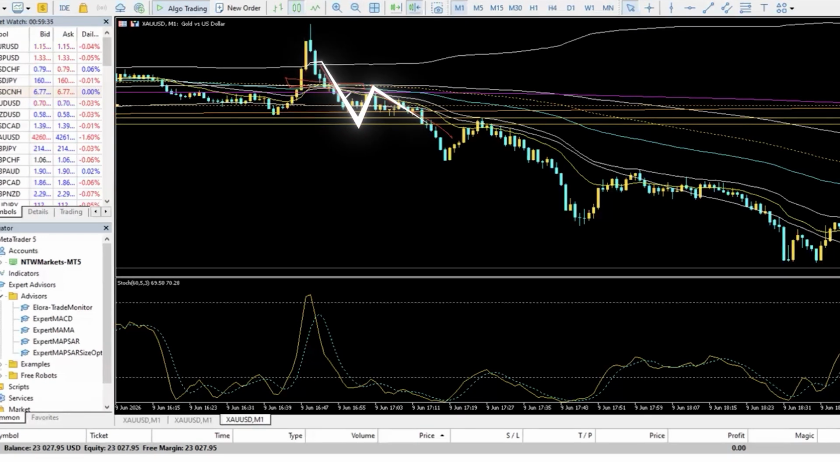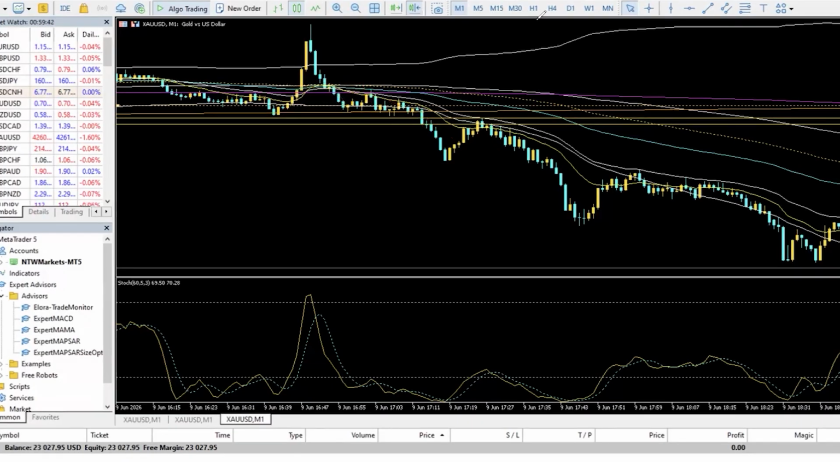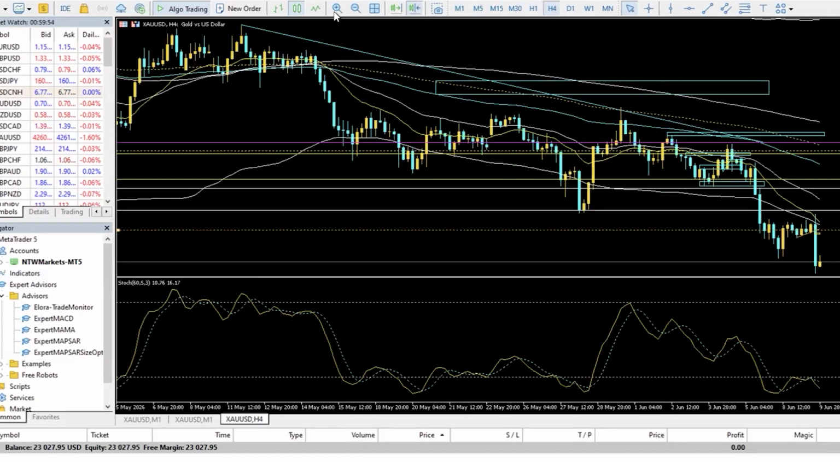Price went and broke it, made price go lower, retest it, keep going down. Now in the higher time frame, this is how it looked. Let's go check the H4 to give you a better view.